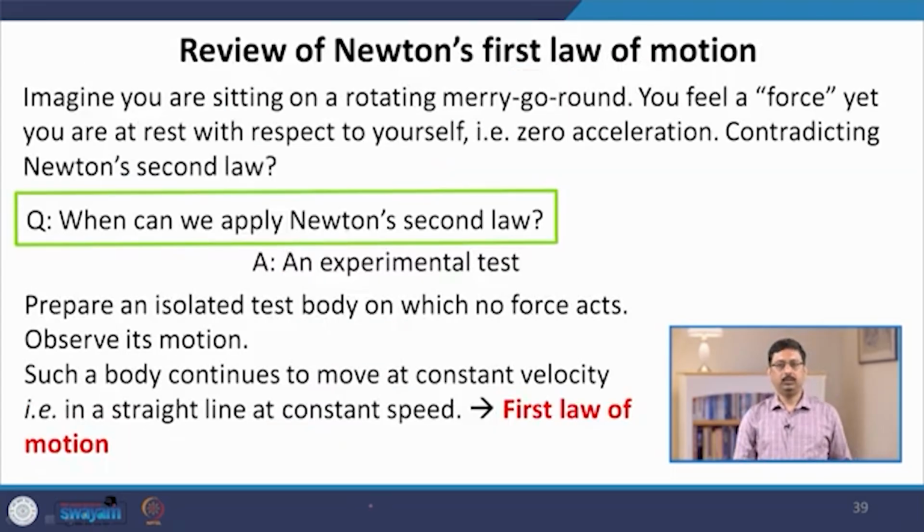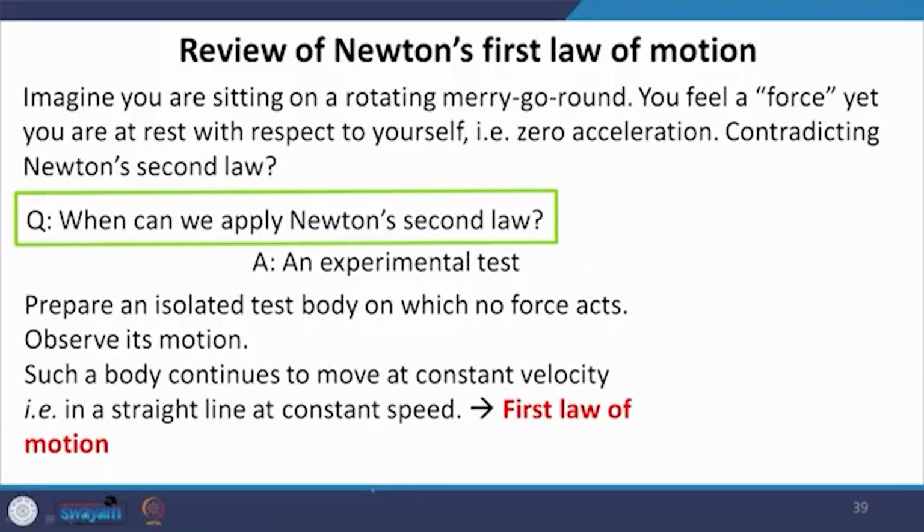Now, we go to Newton's first law of motion. This is the least intuitive out of all the Newton's laws of motion. Why? Consider the following example. Imagine that you are sitting on a rotating merry-go-round. A merry-go-round has these toy horses which move in a circle, and it is a favorite toy for kids, usually encountered in a fair.